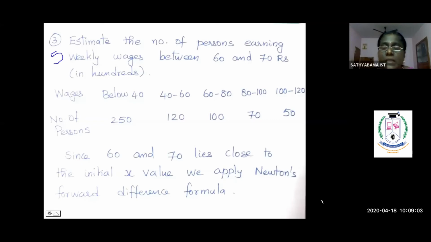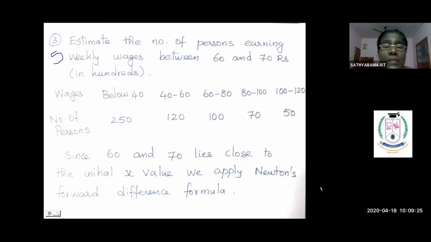Okay. So now in problem number 5, again a different case. So what difference we have, we'll see. Estimate the number of persons earning weekly wages between 60 and 70 rupees in hundreds. That is 6,000 and 7,000. What do I need to calculate? Number of persons. Now, what is the data set given?